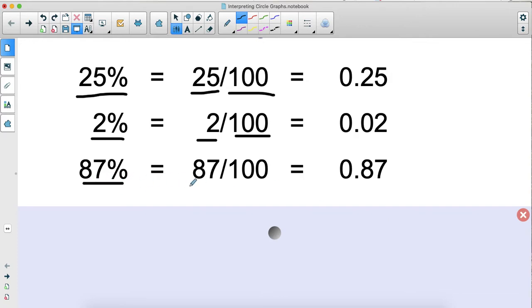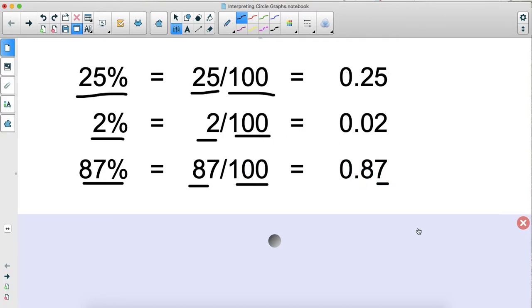87%, 87 per 100. 87 divided by 100, you will get 0.87. See, the 7 is in the hundredths there.